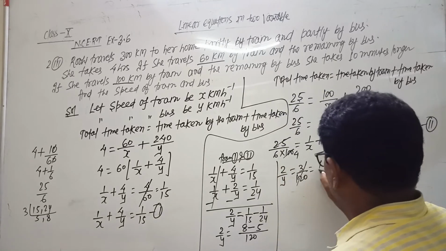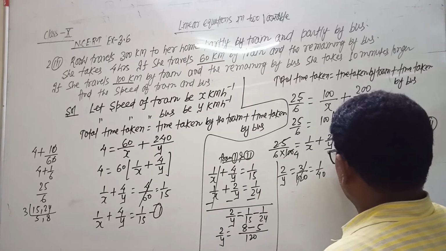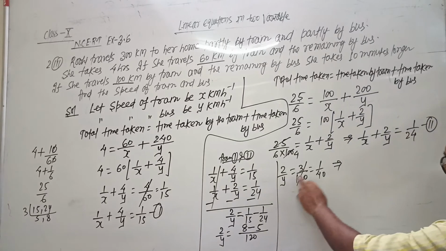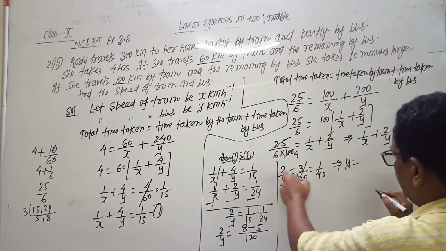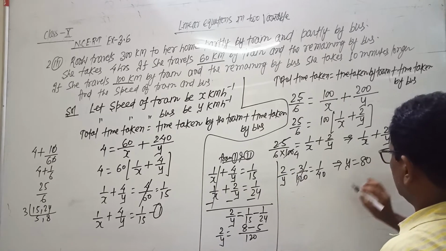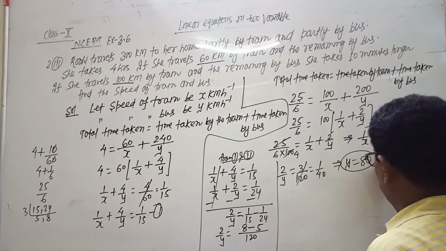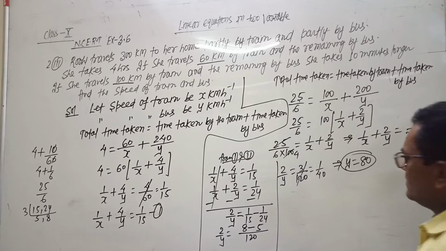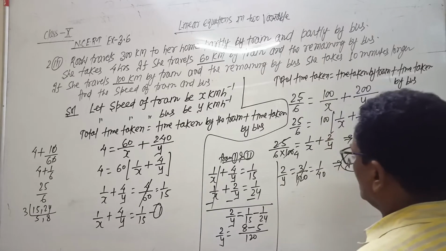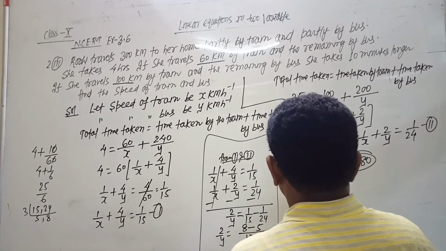This gets cancelled, 1 by 4, and by cross multiplication, y multiplied by 1 we get y, and 2 multiplied by 40, we get 80. So we get the value of y equals 80, which is the speed of the bus. Now put the value of y in the original equation.